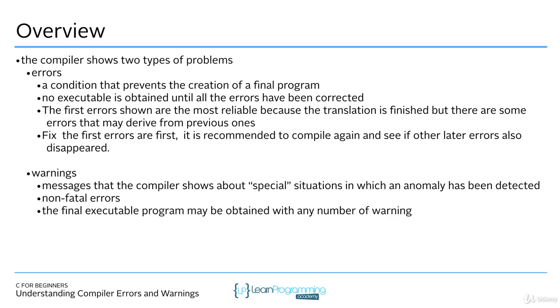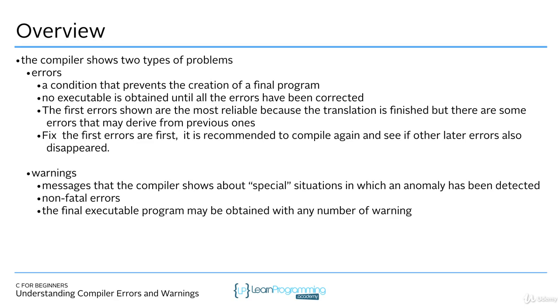And usually, I mentioned this earlier, but when you see errors from the compiler, you always want to focus on that first error. That's the most reliable error because some of the other errors may be a result of that first error. So always focus on that first error. Fix the errors at the top first and then compile again and see if the other errors go away. Warnings are messages that the compiler shows for special situations in which some type of anomaly has been detected.